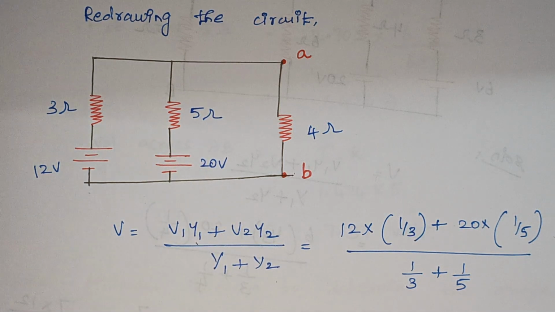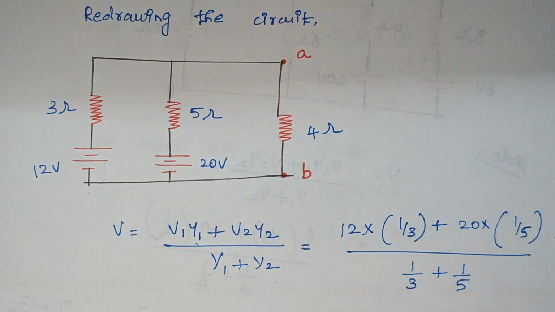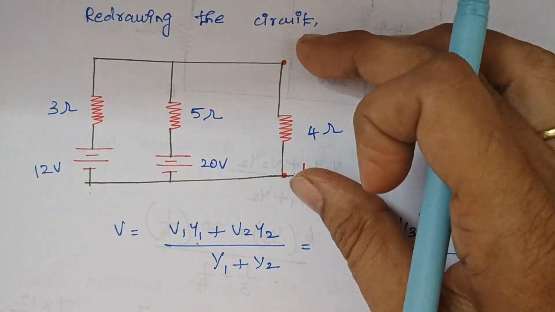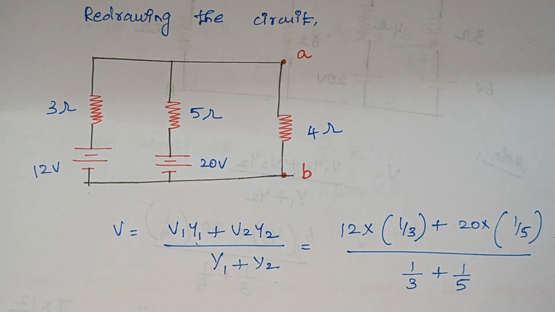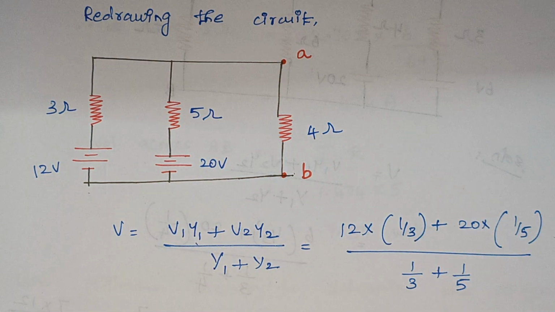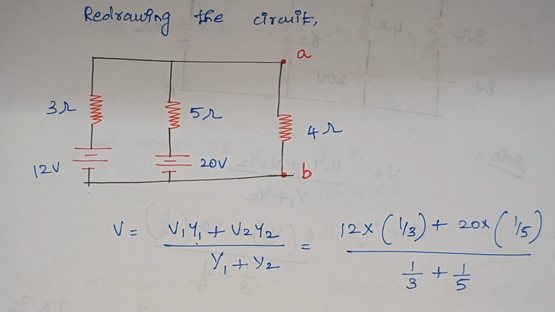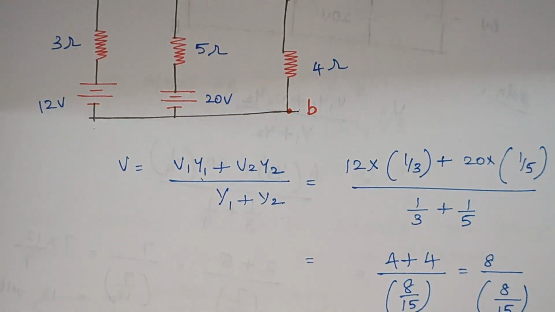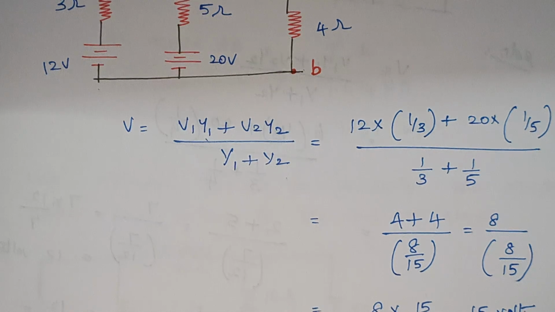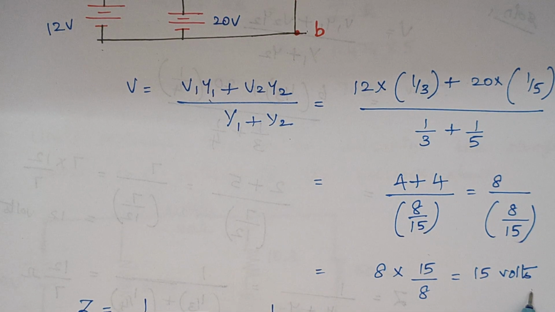Here you should never consider the load resistance. You should never consider the thing which is asked in the question. This 4 ohm will finally come into the picture only at the end. So we leave this resistance and include the rest of the things. When you substitute the values, the voltage is calculated as 15 volts. So now we have found the voltage.